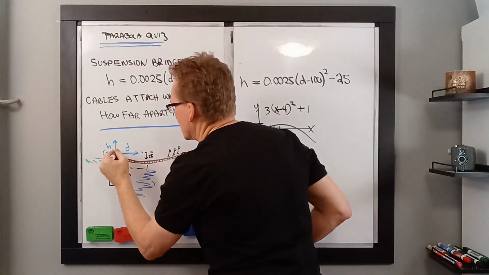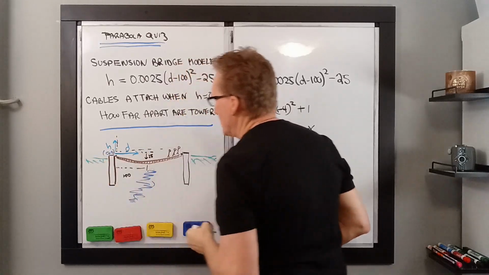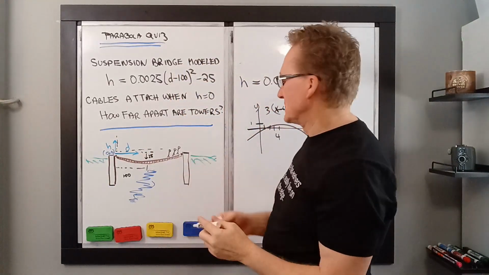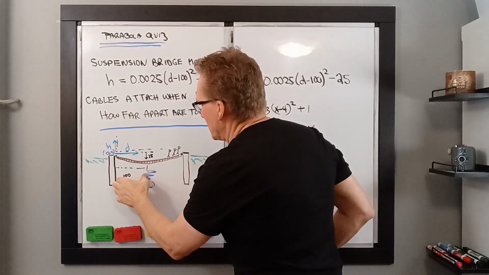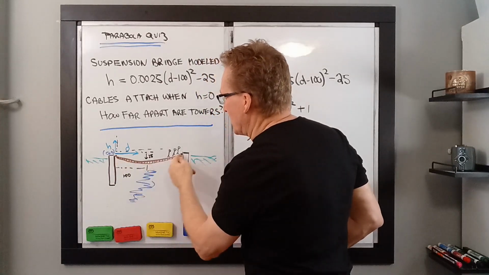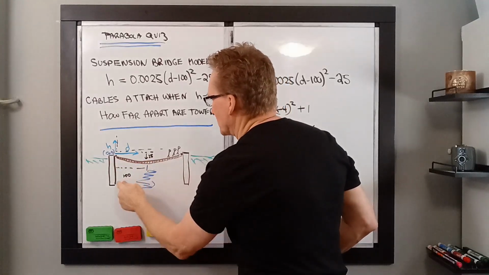This is your x-axis, sort of. And this is your y-axis, starting right there. It's just a d and an h-axis in this case. So we know already the center point here is 100 meters. It's going to be another 100 meters here because the bridge is symmetric. It's free-floating, so it'll be symmetric. So it's going to be 200 meters from here to here.